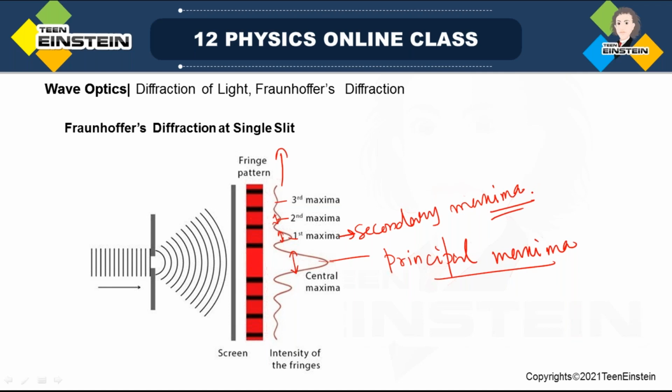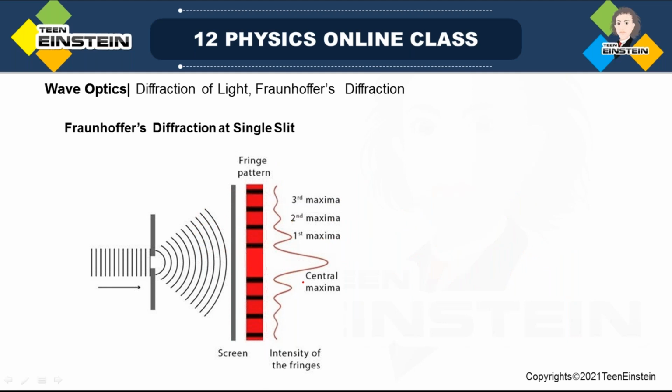Their intensity as well as width will decrease continuously as you go further and further. These are called the order of the fringes: first, second, third. These are the first order secondary maxima, second order, third order, like this. And these are first order minima, second order minima, third order, and so on. Dark regions are called minima. This will be the fourth minima. So this is how you see a central bright fringe.